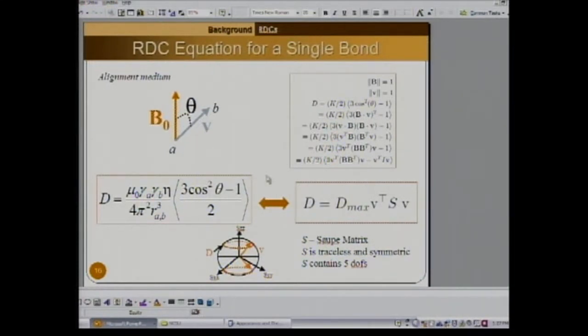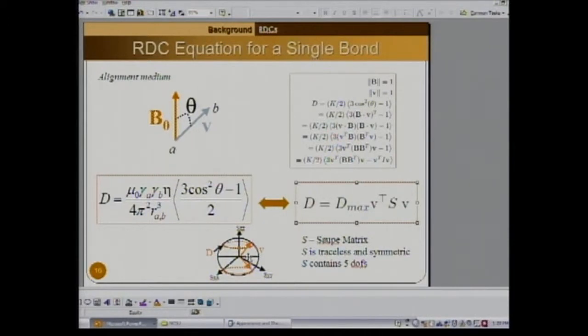Through some algebra, this expression can be represented as a quadratic form of the bond vector and the alignment Saupe matrix, which corresponds to the alignment medium in which this RDC measurement is collected. So this is the quadratic form, and V is the bond vector, which is a unit vector. S is a traceless and symmetric matrix. It contains 5 variables, 5 degrees of freedom. And since it's a quadratic form, this is where the strong geometric interpretation of the RDC data can be represented.